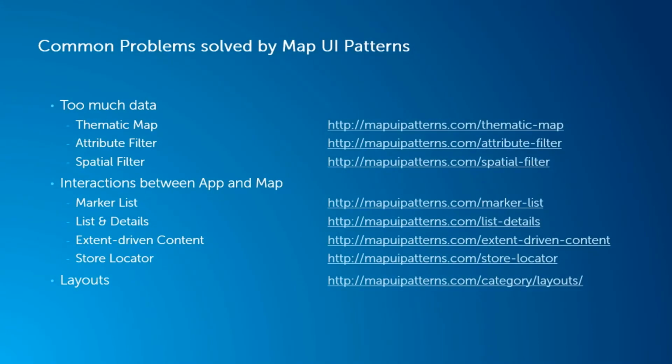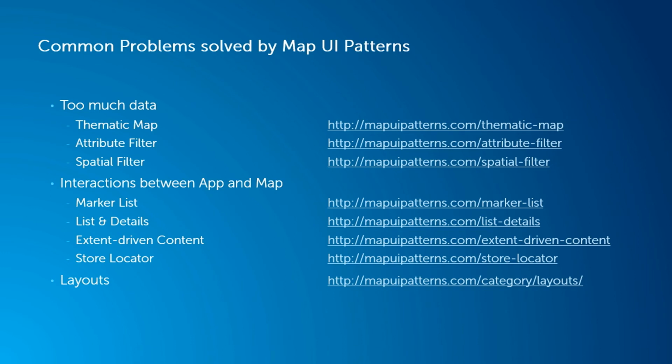So there are other common problems that can be solved by Map UI patterns. Unfortunately, we don't have enough time in this session to talk about them, but very common problems are too much data. Some of the patterns that solve this problem are thematic map, which I showed you right now, attribute filter, and spatial filter. And a question I get many times is how the application, like a side panel, should interact with the map. So there's a pattern called marker list, there's list and details, extent-driven context, and store locator.